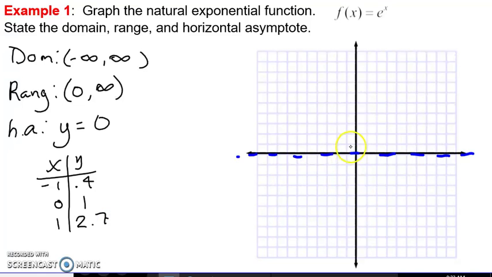So go ahead and plot these points on the graph. At -1, I'm at about 0.4. At 0, I'm at 1. And at 1, I'm at about 2.7. So kind of mimicking the graph in your graphing calculator gives me the value.